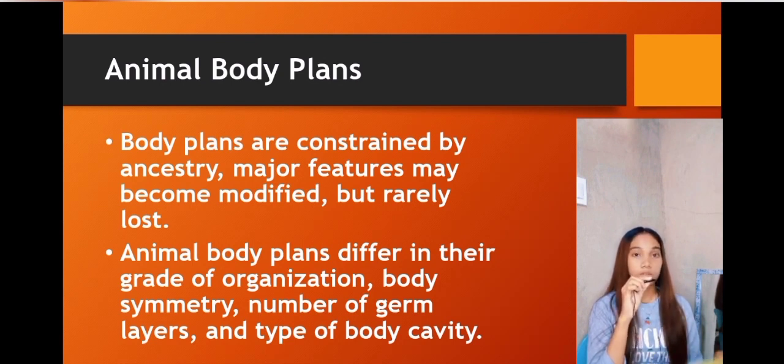Body plans are constrained by ancestry. Major features may become modified but rarely lost. Animal body plans differ in their grid of organization, body symmetry, number of germ layers, and type of body cavity.